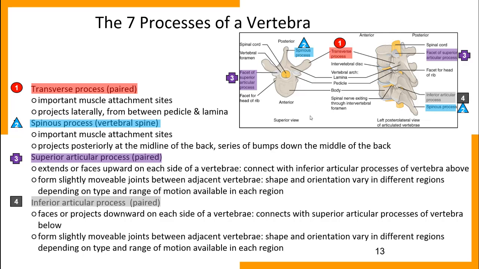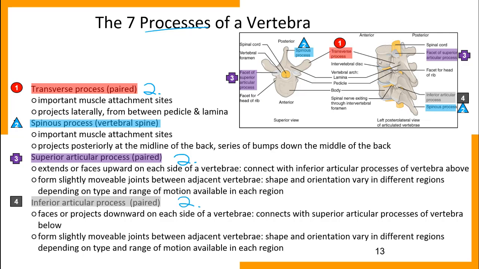As I said, there are parts of the vertebrae that jut out, and those parts that jut out are called the processes. So you can see there are 7 processes. 3 of them are paired. So you've got 2 transverse processes, 2 superior articular processes, and 2 inferior articular processes. All right. And what happens is all these processes are sites of connections with something else.